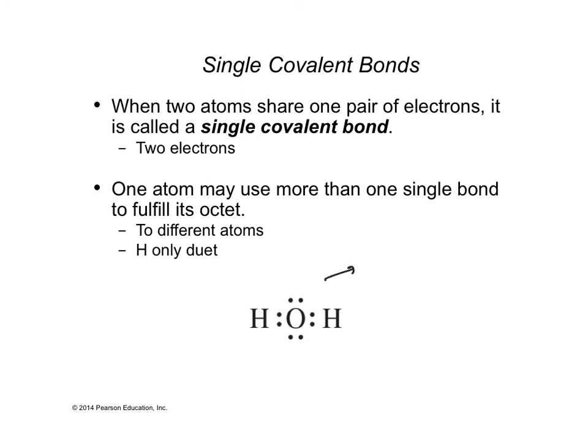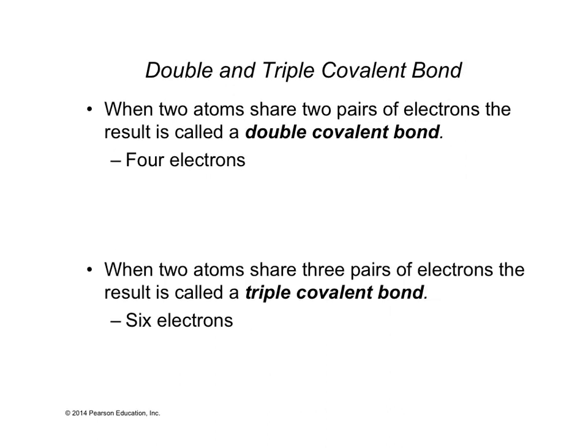A better way to draw water would be with lines to represent these bonds, and one pair of electrons, one bonding pair, gives us our single covalent bond. Super easy. Now, what's next? What other types of bonds are there? There's double bonds. So why would we ever have a double bond come into account?